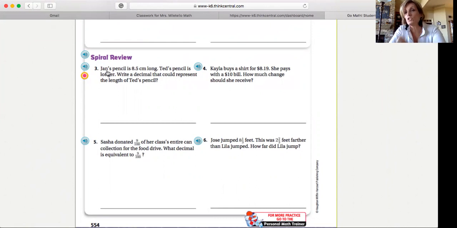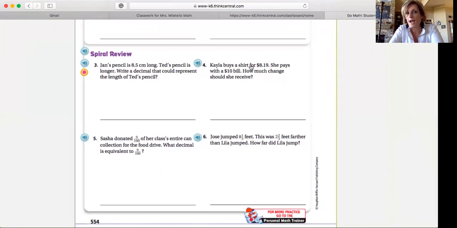here it tells you that Jan's pencil is 8 5/10 centimeter long, and Ted's pencil is longer. You just have to give me a decimal number that is bigger than 8 5/10. So there's an infinite number of possibilities. Okay, a decimal, I would like a decimal, not just a whole number. A decimal number that's bigger or longer than 8 5/10.